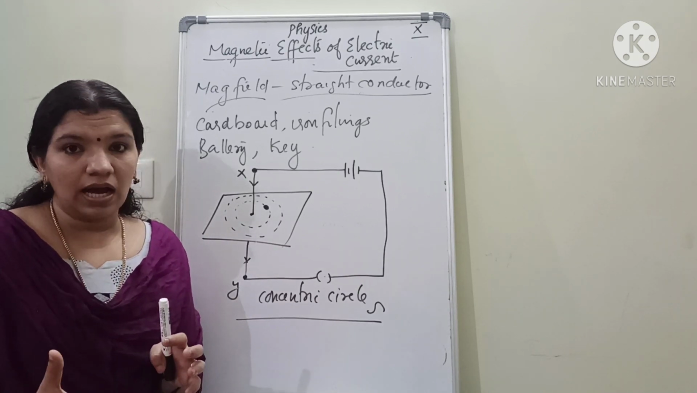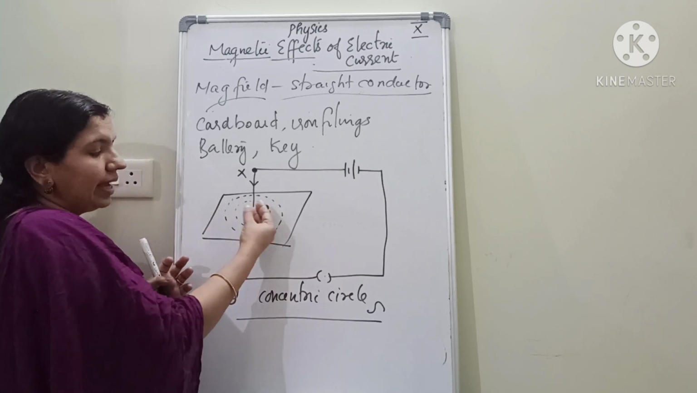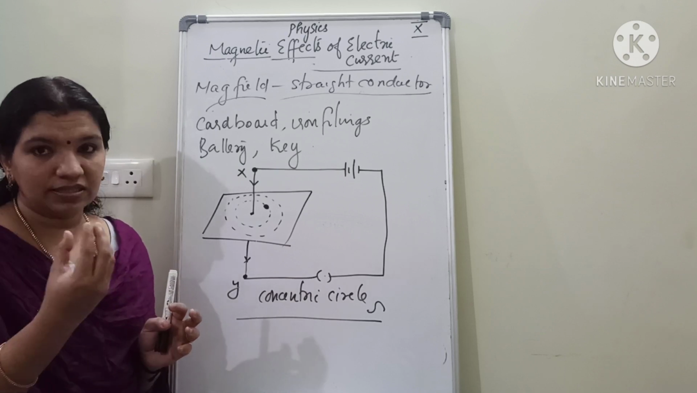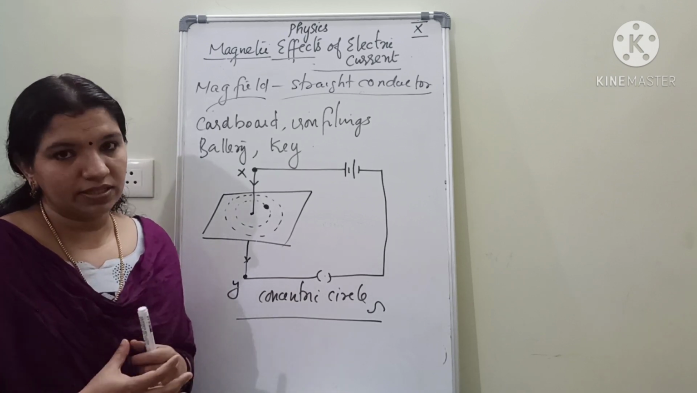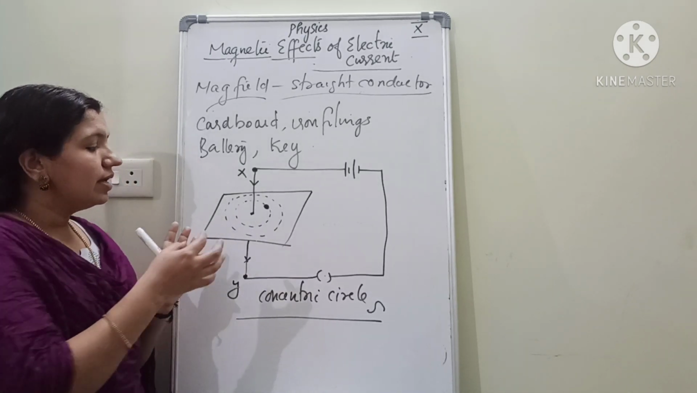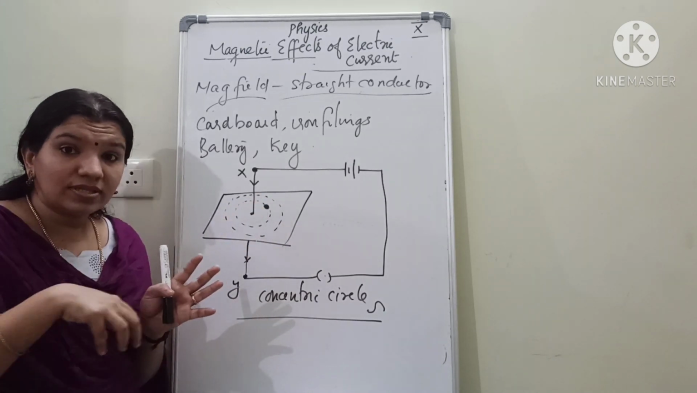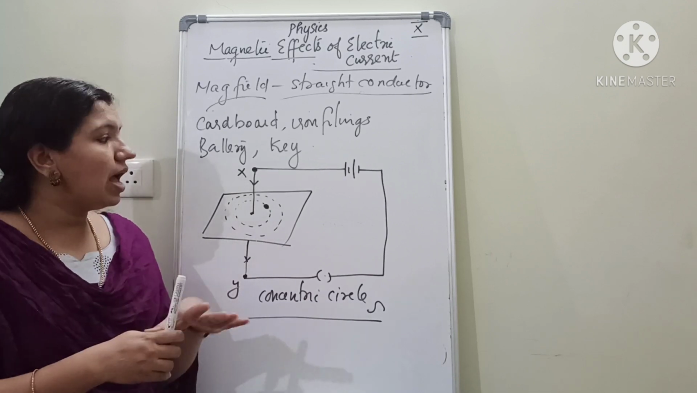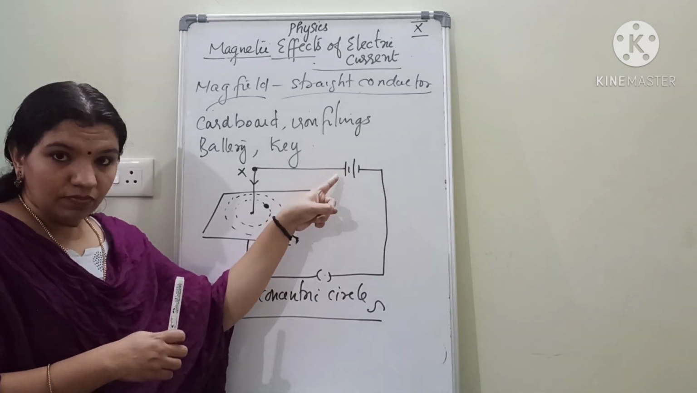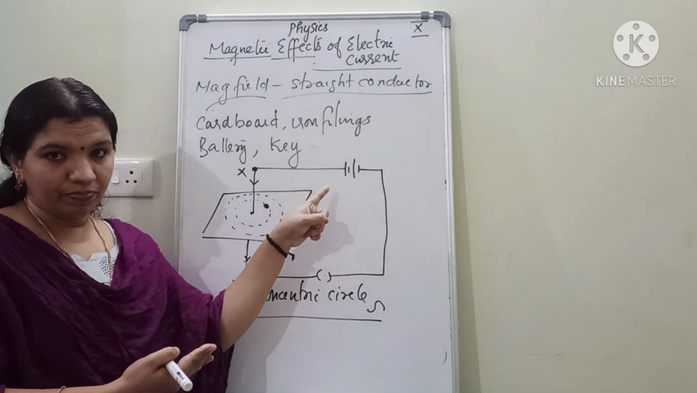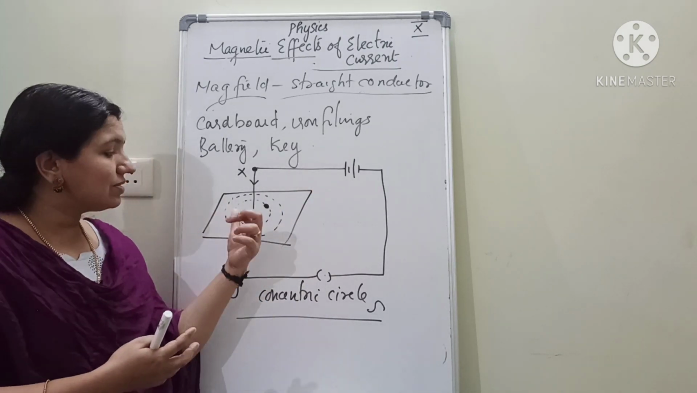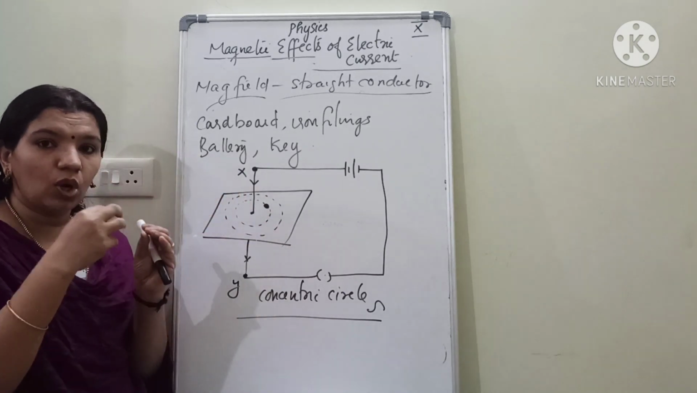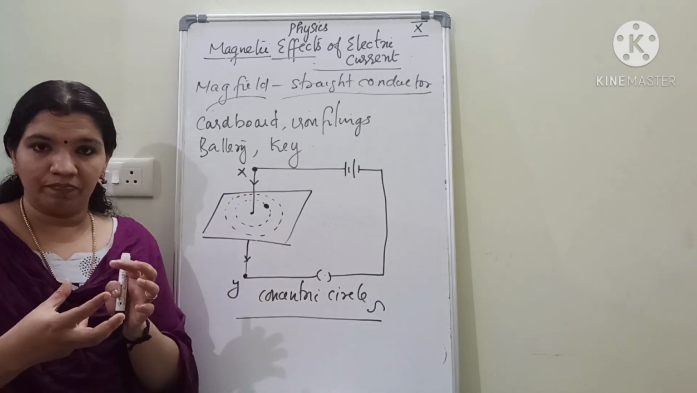By increasing the current, we can see the iron filings will arrange in concentric circles around the straight conductor in such a way that they will align like close concentric circles. Understand? Because the strength gets increased. And as a result, why? Because the current is increased. As the current is increased, the strength of the magnetic field is increased and the lines will get closer and closer, more lines are formed.